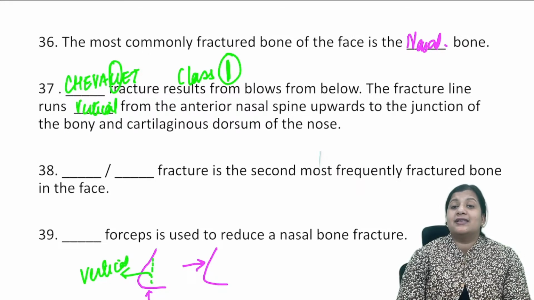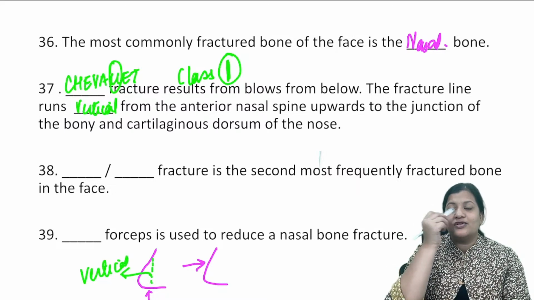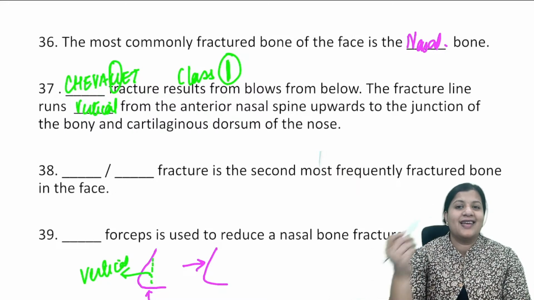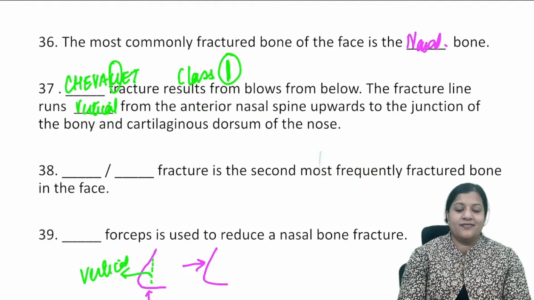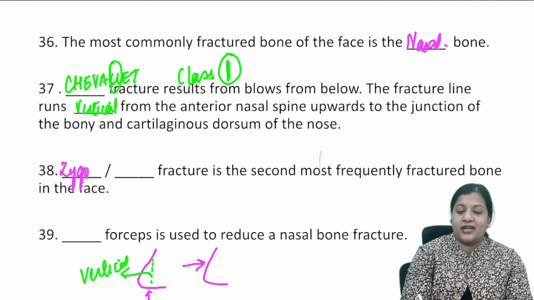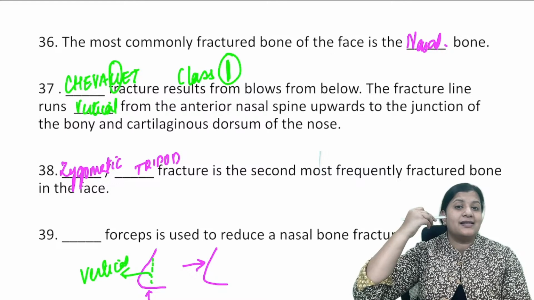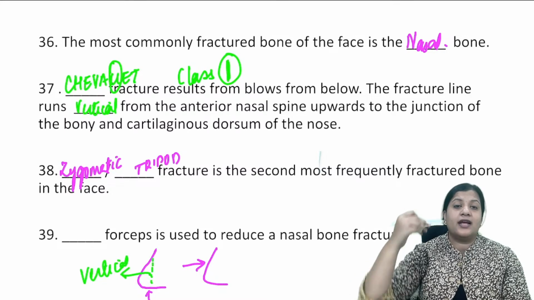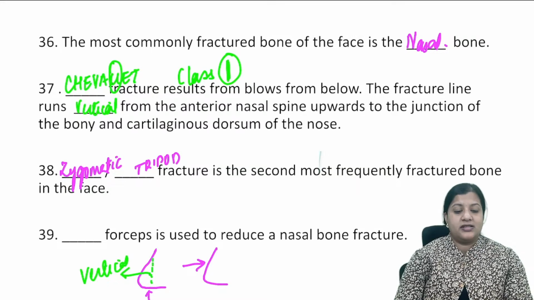Which is the second most fractured bone of the face? You know the most common is the nose. Now second most is? Second most, what is this bone? Yes, it is the zygomatic fracture, also called tripod fracture, because we have three fracture lines: zygomatico-frontal, zygomatico-maxillary, and zygomatico-temporal. At these three suture lines we have fracture, so it is the second most frequently fractured bone. Which forceps is used to reduce the nasal bone fracture?